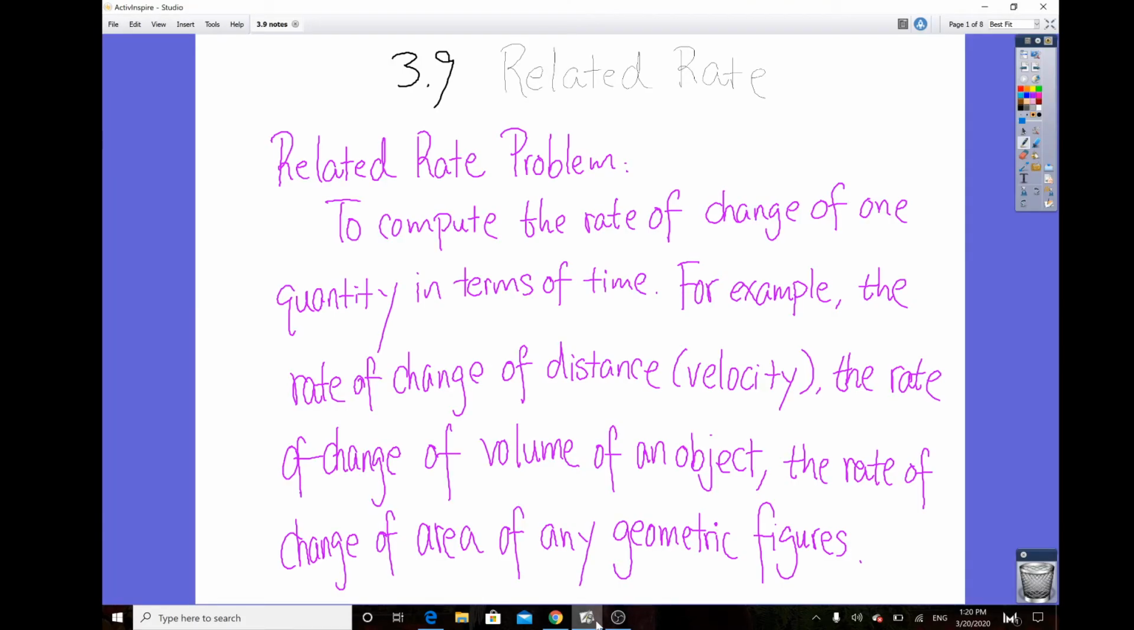Okay, guys, so this one is the lesson for 3.9 calculus: related rates. Anytime you solve a related rate problem, you want to compute the rate of change of one quantity in terms of time. Examples include the rate of change of a distance, velocity, the rate of change of volume of an object, like dV over dt, and the rate of change of area of any geometric figure. Those are the things considered related rate problems.